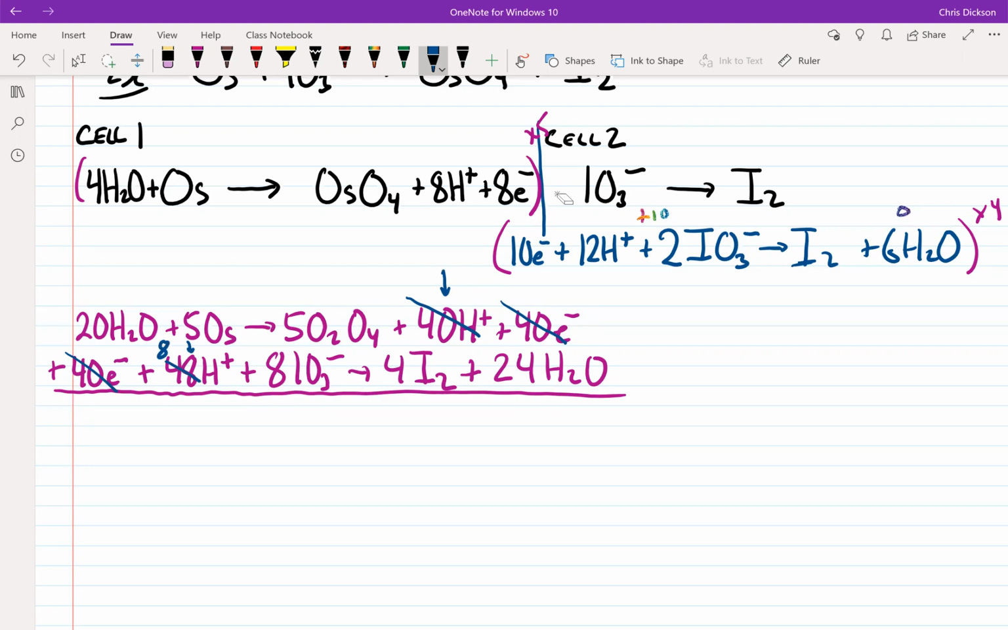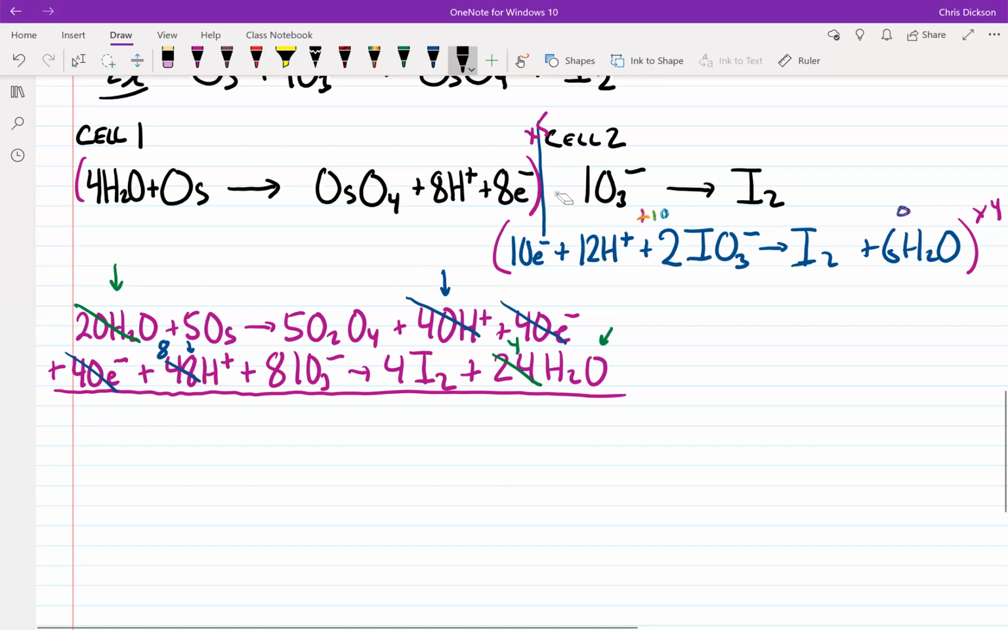You also have water on both sides. So you have water here, and you have water here. So the top one needs 20 waters. The bottom one produces 24 waters. So you use 20 but make 24. So really you have a net production of 4 here. So cancel that, and you get 4. And I think that's everything that's on both sides of the equation.